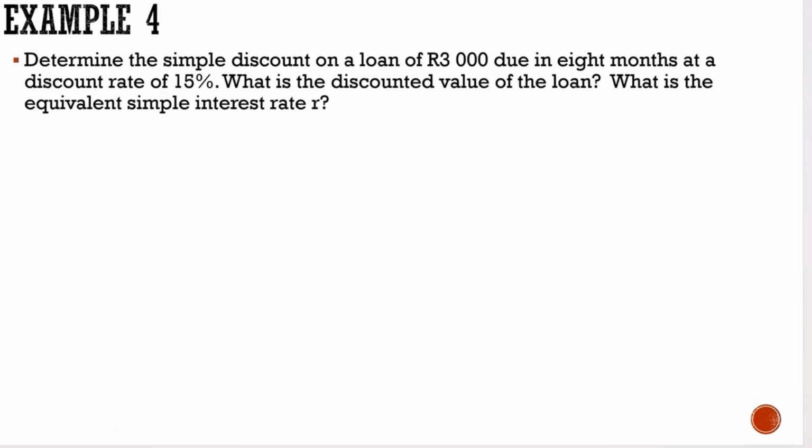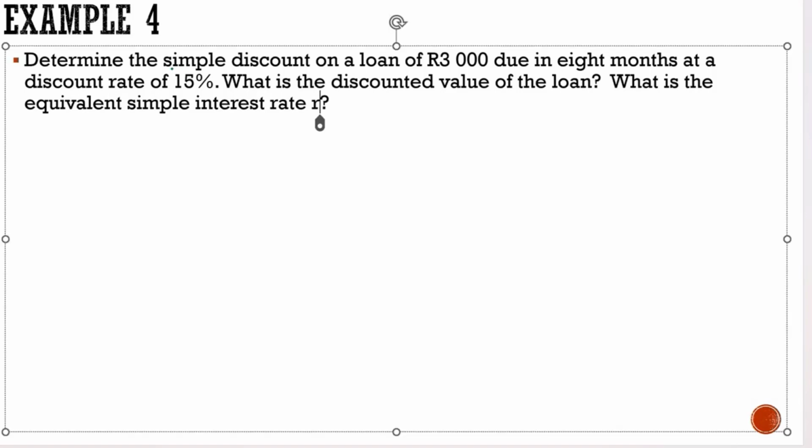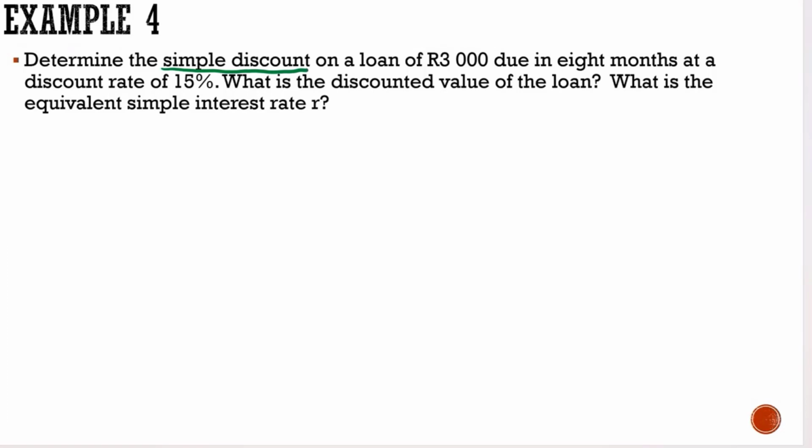Okay, so now here is a question which is saying we need to determine the simple discount. We need to calculate the simple discount on a loan. Look at the question. It is looking for the simple discount and not the rate. So the simple discount will be a big D. Okay. So remember, there is a small d, which is a percentage, and then there is a big D, which is an amount. On a loan, this is on a loan due in 8 months.